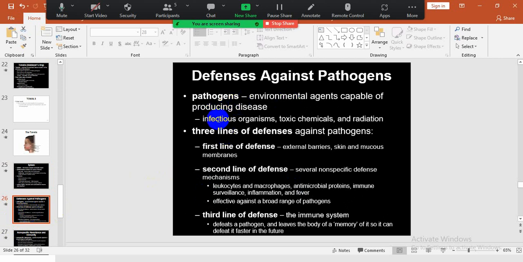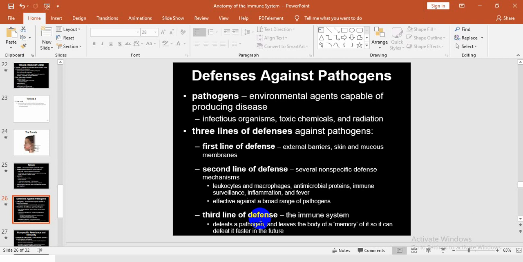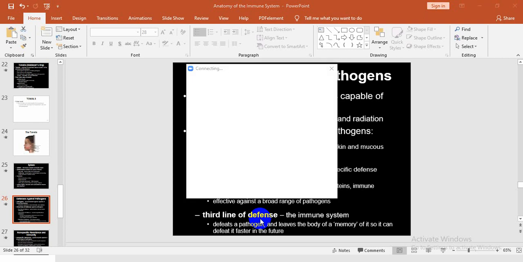Pathogens. First line of defense. Second line of defense. The third line, whenever we talk about the third line of defense, we call it adaptive immunity. That is, if you take a vaccine, the vaccine can make you weak, but later you realize that the vaccine will now produce more white blood cells.